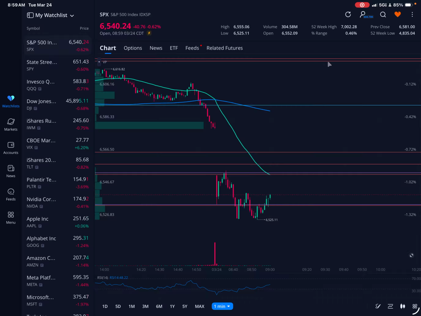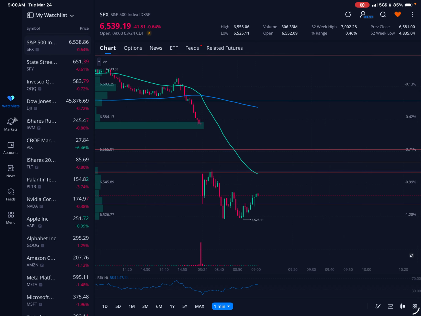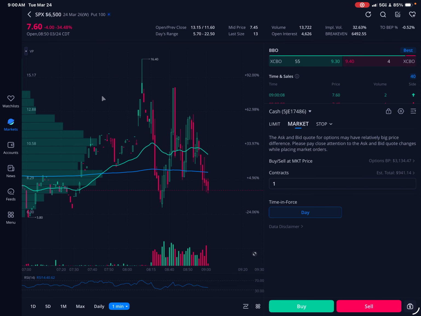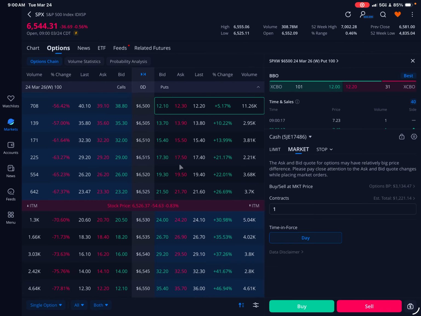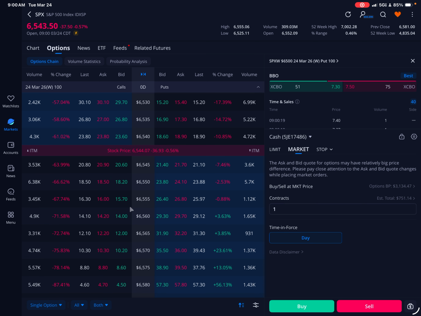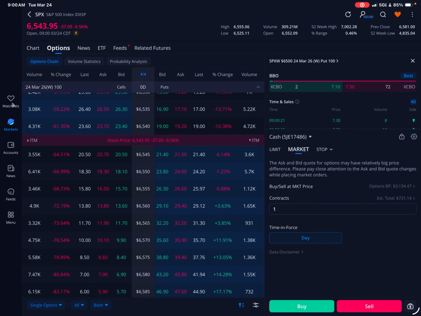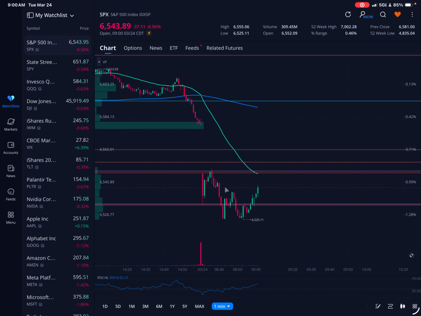These lines right here, these are my supports and my resistances. And as of right now, we got some data that's coming in. I'm looking at the options chart. These are 6,500 puts. These are all the options right here. I'm looking for some cheap options, honestly. I'm not trying to buy expensive. Okay, so what do we get right here?